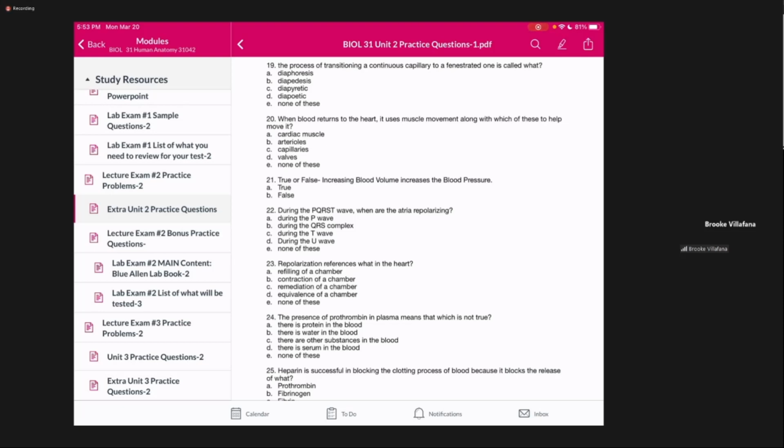If you said valves, valves is correct. Valves is how the blood gets back to the heart on the venous side. Question 21, true or false? Increasing blood volume increases the blood pressure. True or false? You guys said true, that would be correct.